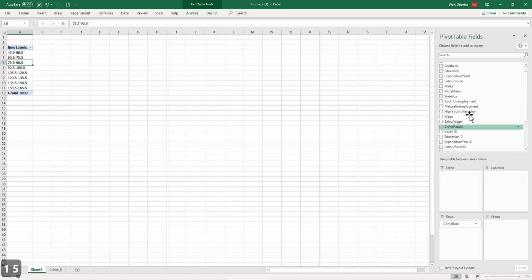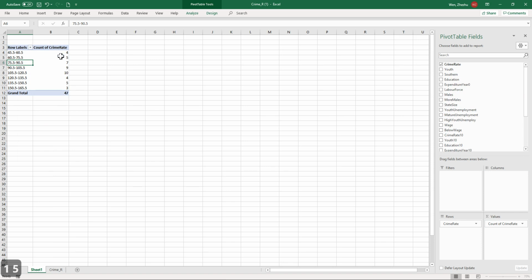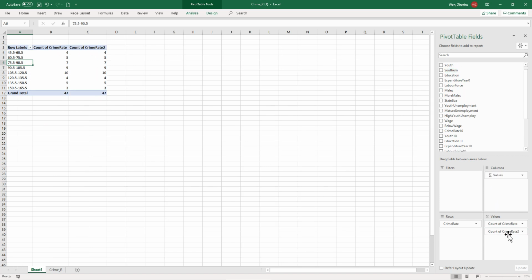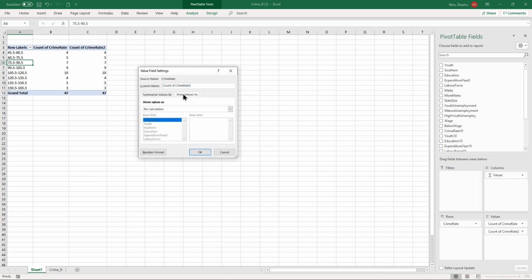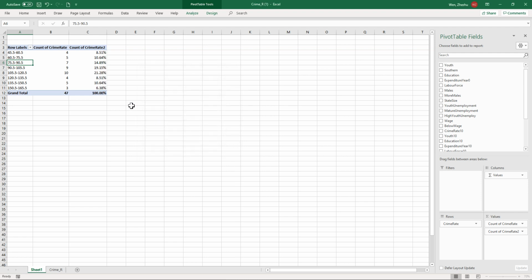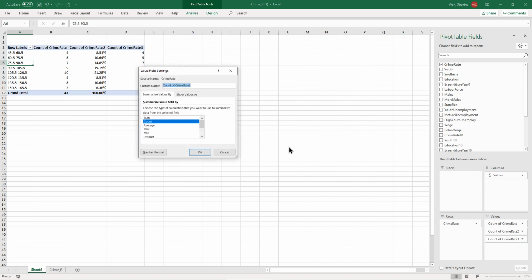And then let's drop it one more time here and make sure these are counts, okay? And drop it one more time and convert it into the relative frequency. Let's make sure to choose the percentage of grand total. That will show up as a percentage. You drop it one more time. Okay, drop it one more time. This will be the cumulative relative frequency.